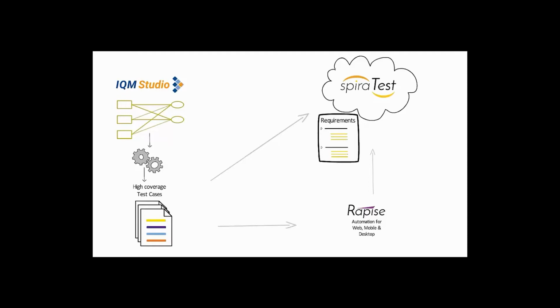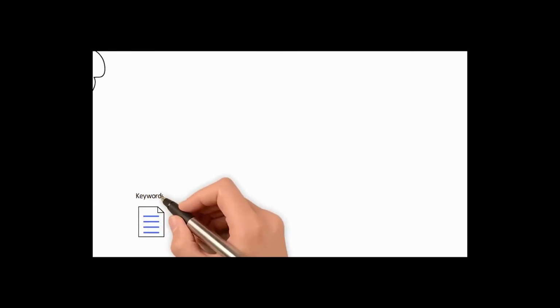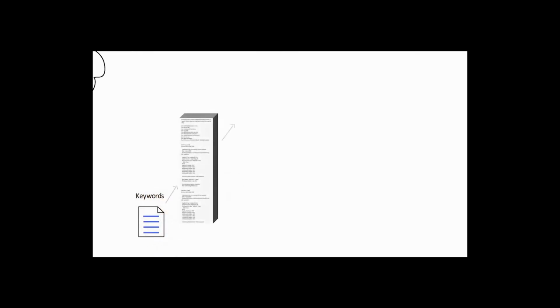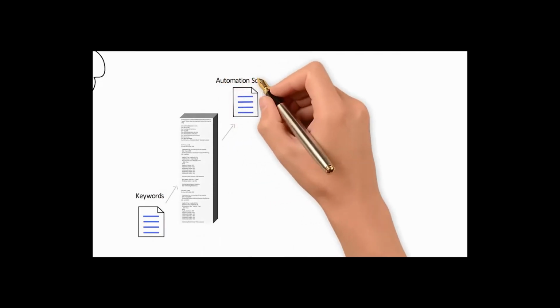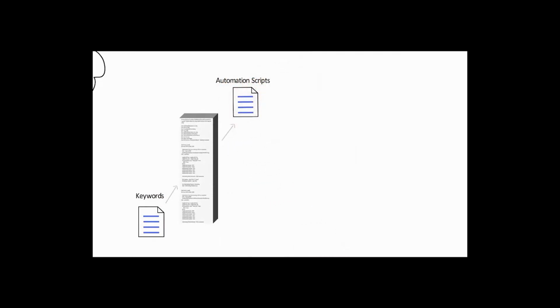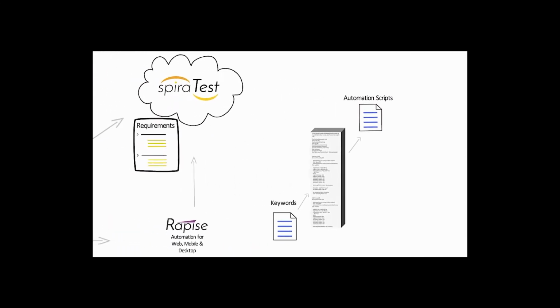Similar to the way Rapise Visual Language, or RVL, works, IQM Studio leverages keywords, which allows test designers, those who know best how to verify the system, to create automation scripts without needing to write a single line of code. These automation scripts, including Rapise and Selenium, are then automatically uploaded directly to your SpiraTest project, just like the manual test cases. IQM Studio also makes maintaining your tests and scripts a breeze.